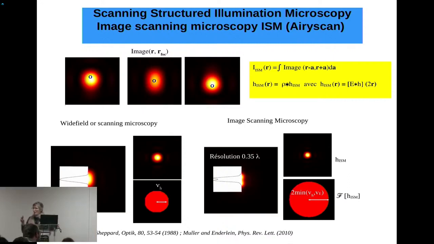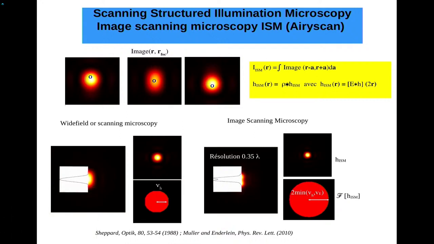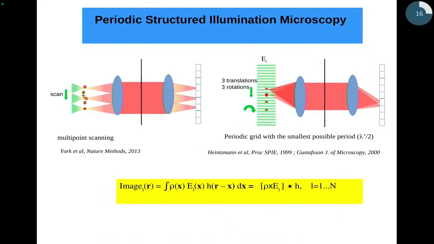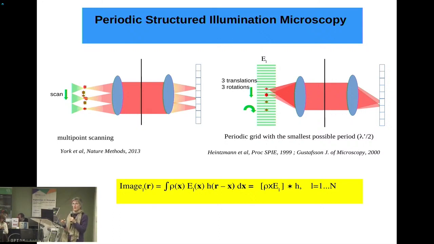Okay, so the problem with those, so we have seen the scanning techniques. For the scanning techniques, you need to get a lot of images, especially for ISM, because you scan your focused beam. So there are many other techniques that have been derived. For example, the multi-point ISM, image scanning microscope, so that you have fewer images because you have a periodic grid, and so you scan over fewer points because only over the period of your periodic grid.